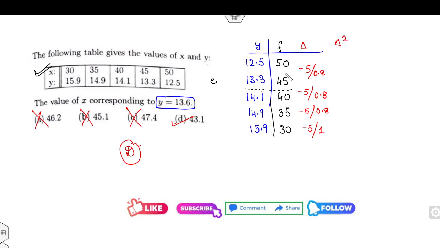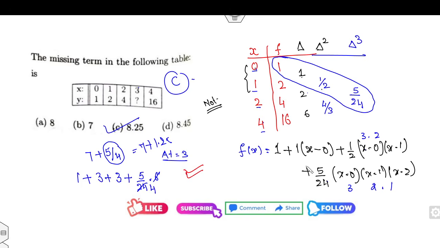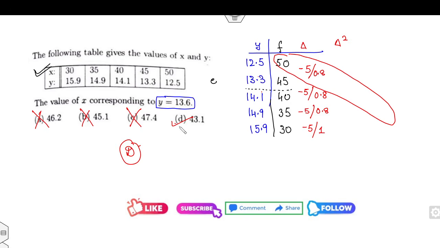But again, once you find it, you will get a polynomial of this category, and then you can find the value at 13.6, corresponding to the same method I have explained. But there is no need, because we can easily obtain that 13.6 lies in between them, and the answer will lie between 40 and 45.